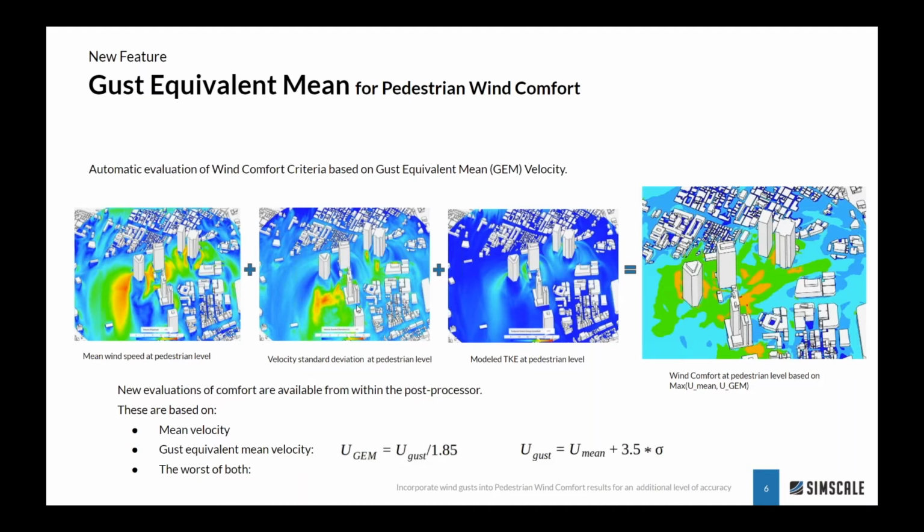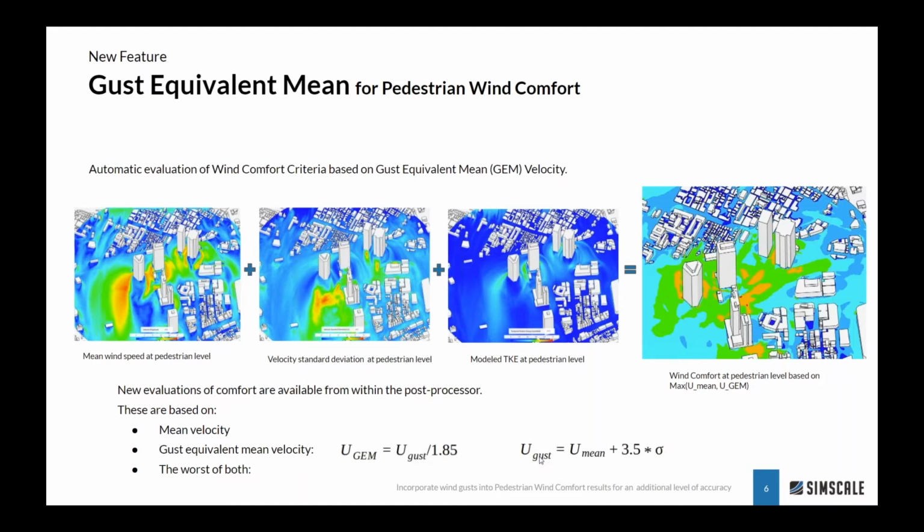So when running the transient analysis on SimScale, we compute on the fly the standard deviation of the velocity at each point of the pedestrian level. And as well, we get the modeled turbulent kinetic energy at the same points. And in the end, we combine this together to the total velocity standard deviation. And this is then added together with the mean wind speed to the gust speed, right? So the gust speed is basically telling us the highest wind speed that we can expect for a 3-second period.